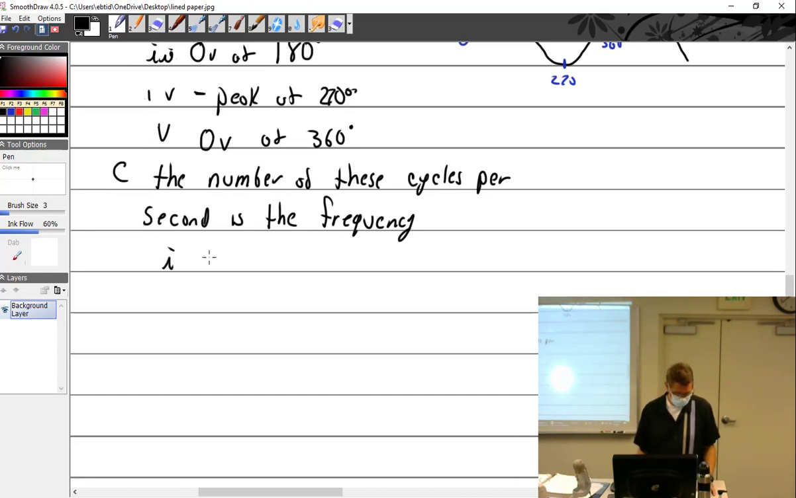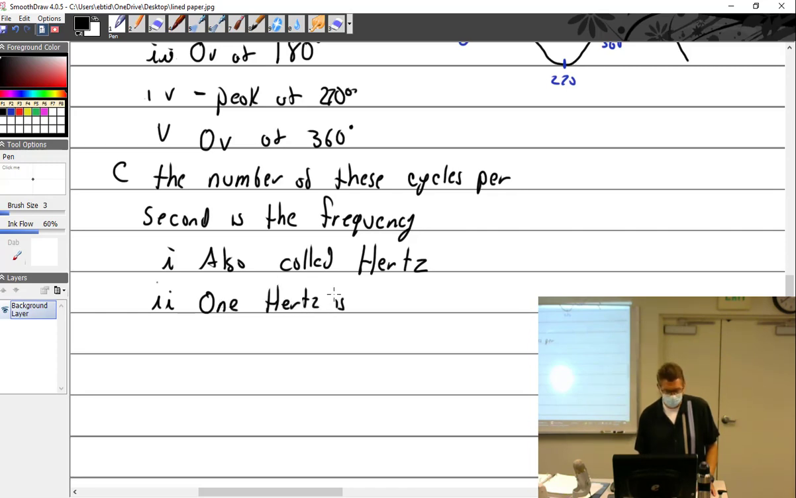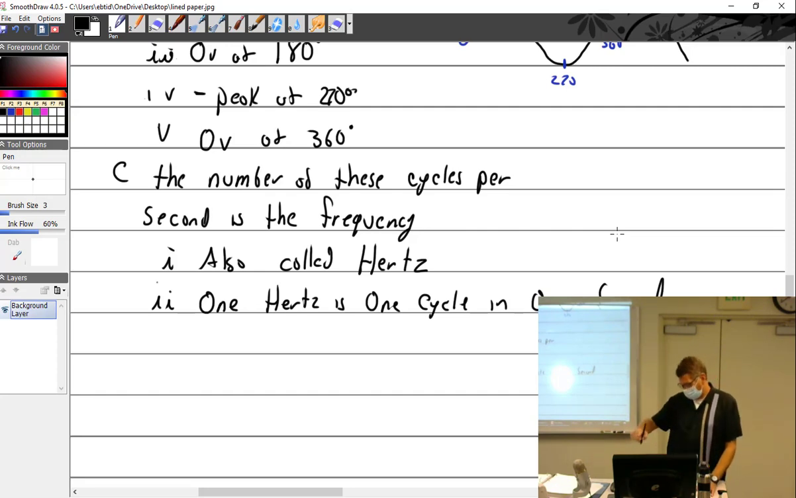Also called hertz. Hertz. 1 Hertz is one cycle in 1 second. So if it took an entire second for it to do that, we would have 1 Hertz.